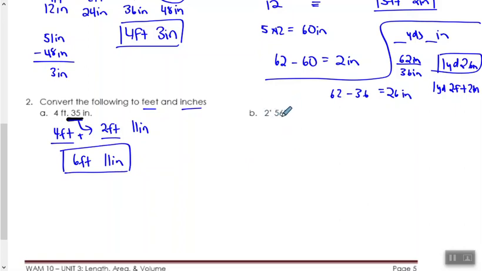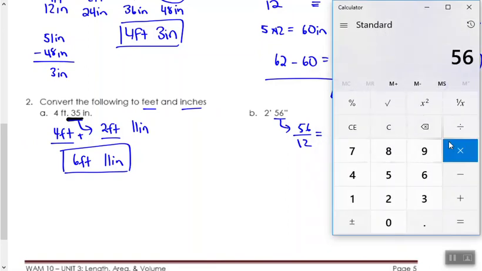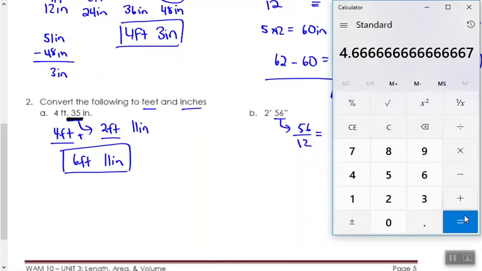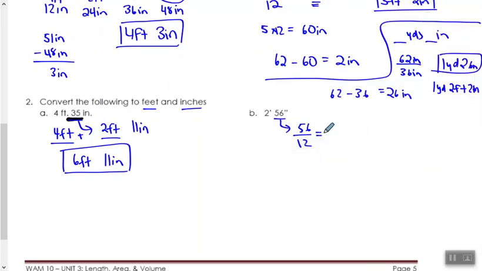2 feet, 56 inches. Oh, it's in feet and inches, but hey, look at that. That is more than a foot. Come on, this is just messy. You would never go into a store and say, I need something that's 2 feet, 56 inches long. Come on. Okay, so turning that 56 inches into feet and inches. Now, 56 divided by 12. Let's see what we get. And it is 4.6, so I have 4 full feet.